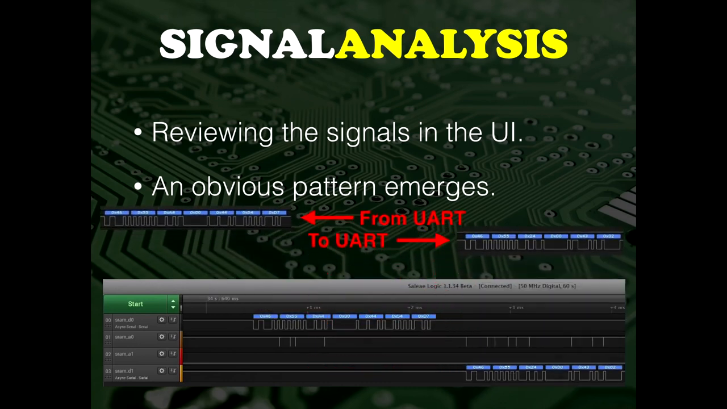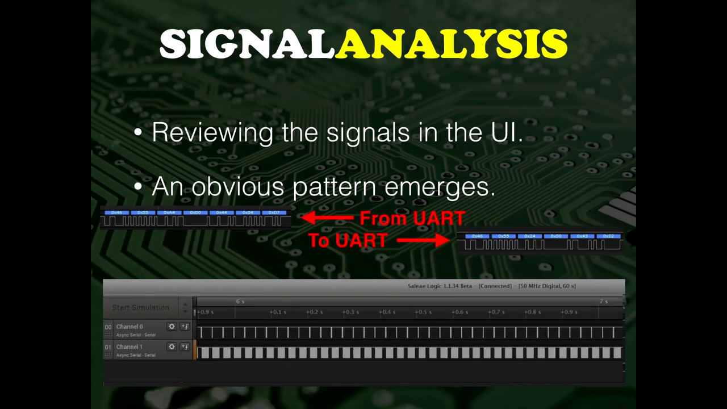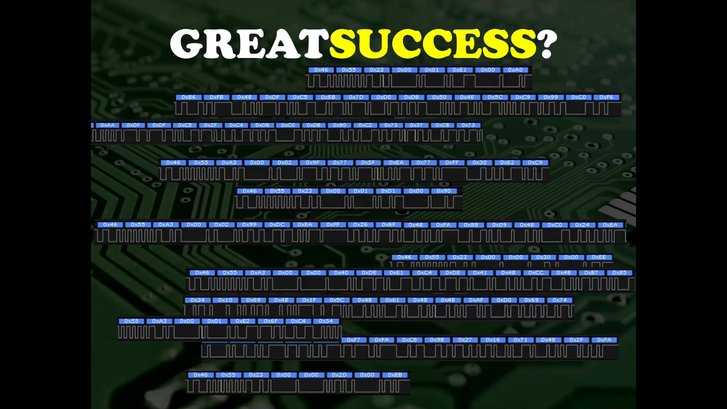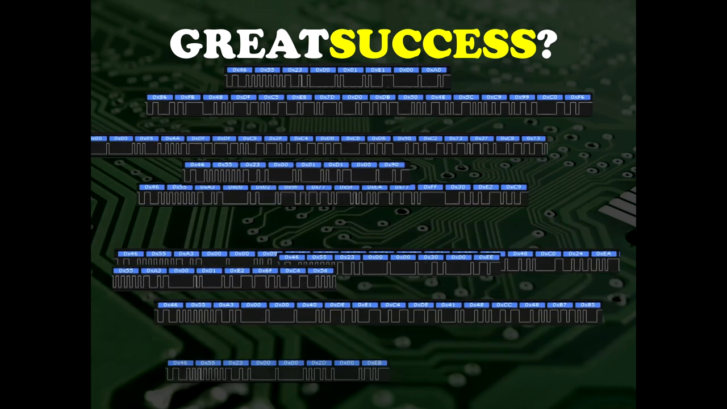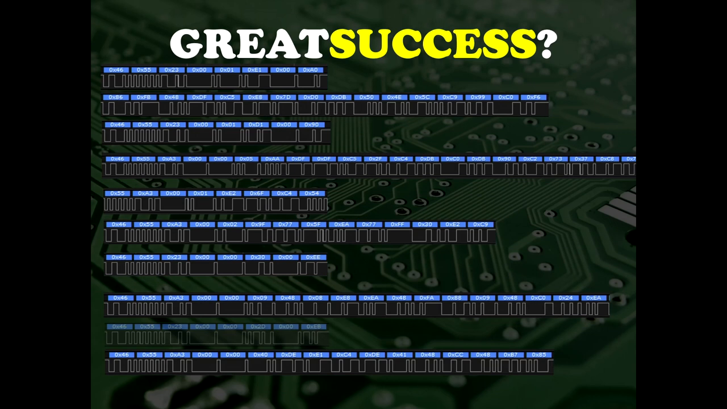Yeah, and if we zoom out of this picture for a second, then we see an obvious pattern. This stuff is going to the UART, you see, and this stuff is going from the UART. So it goes from the UART to the UART, from the UART to the UART. Again, this seriously looks like a protocol, right? So we take all the signals that we could gather from this UI and we just put them in the right order.